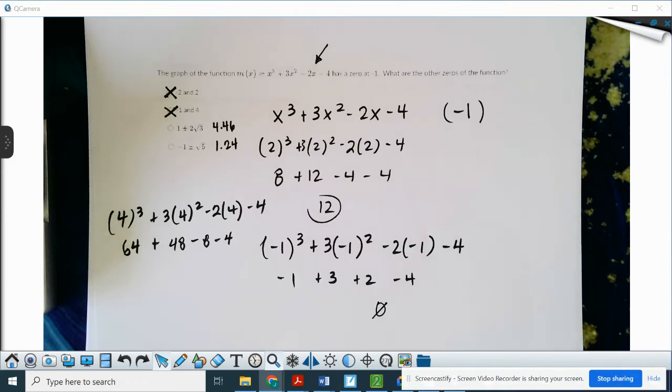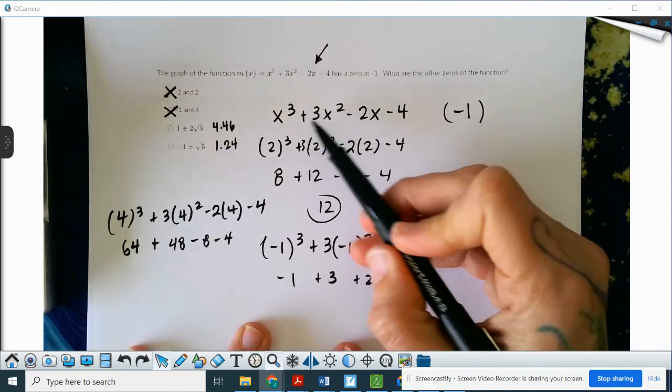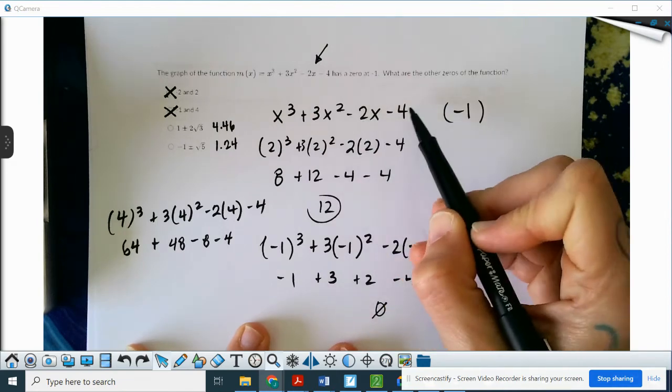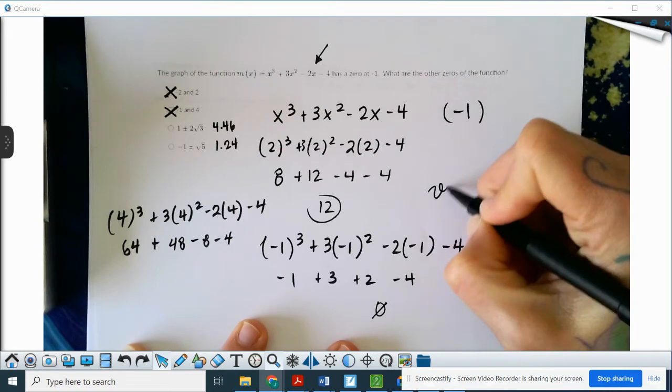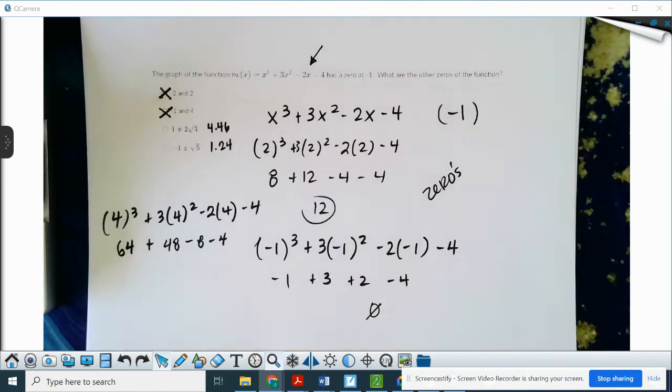Sorry, I can't split screen to show you that. So you definitely want to put it in Desmos. So go to Desmos, plug in that equation, the x cubed plus 3x squared minus 2x minus 4, and go see where it crosses the x-axis, because your zeros are the same thing as roots, x-intercepts, and solutions.